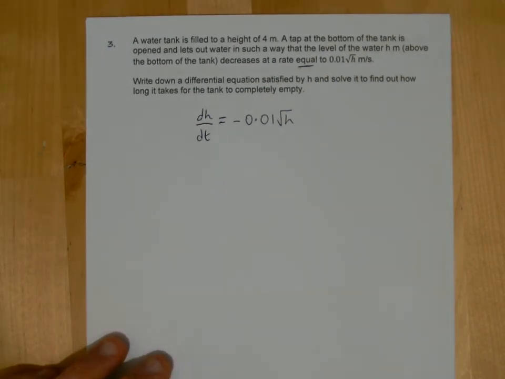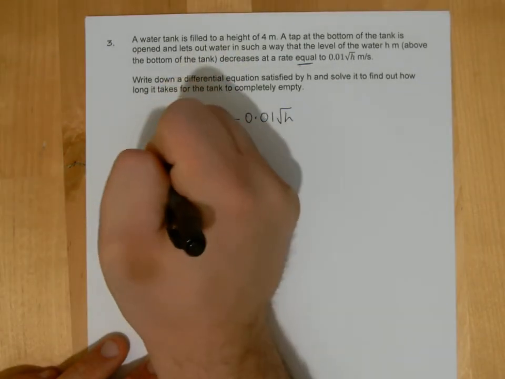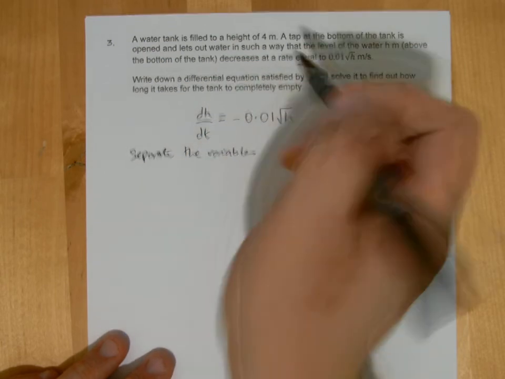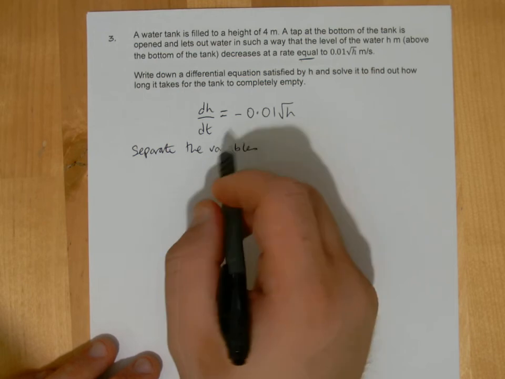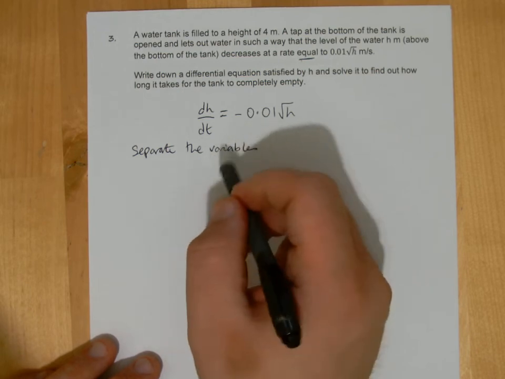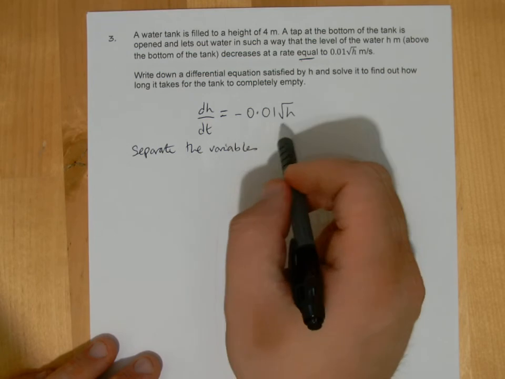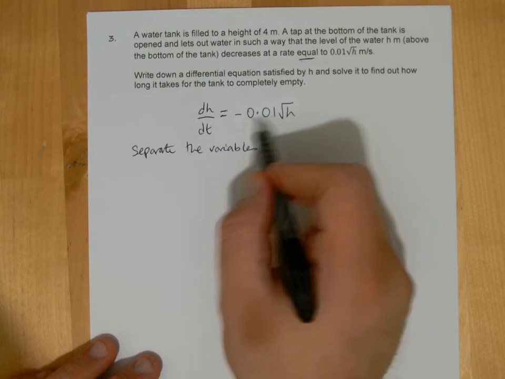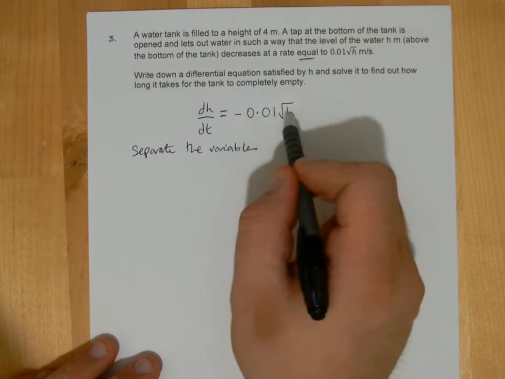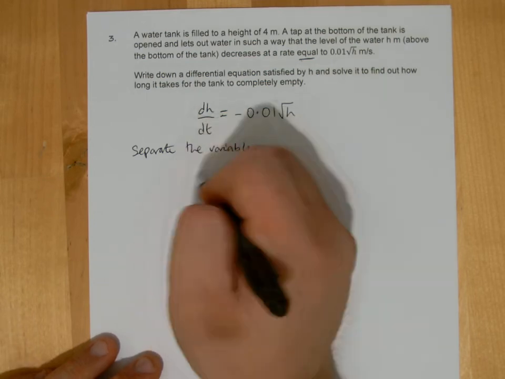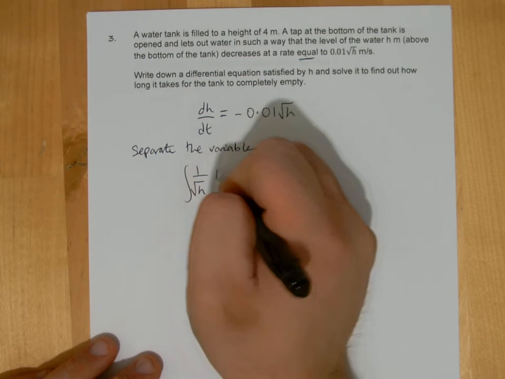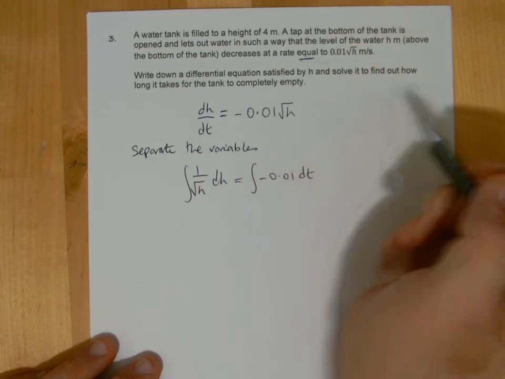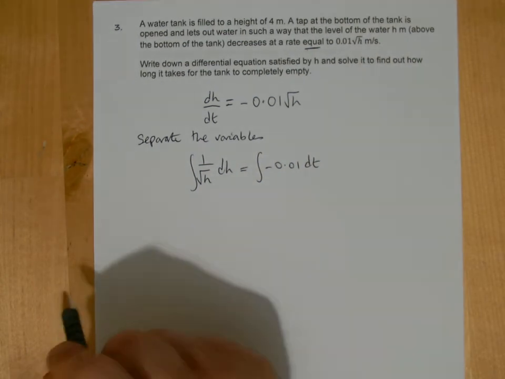So there is my differential equation straight away. Okay, so we're then going to separate the variables. If we separate the variables, we get the h's on one side and the t's on the other side. You've got the root h on the top here, times by minus 0.01. Leave the minus 0.01 where it is, and because root h is on top, take it over and divide. So you've got 1 divided by root h with respect to h, and then you've got minus 0.01 dt.